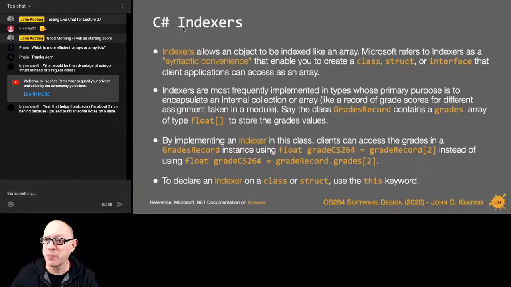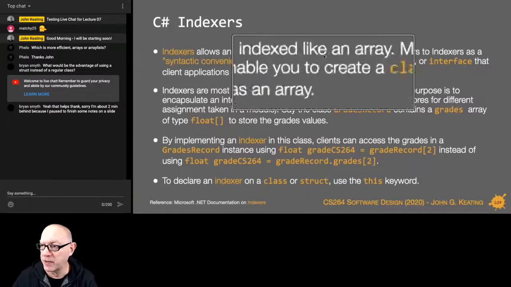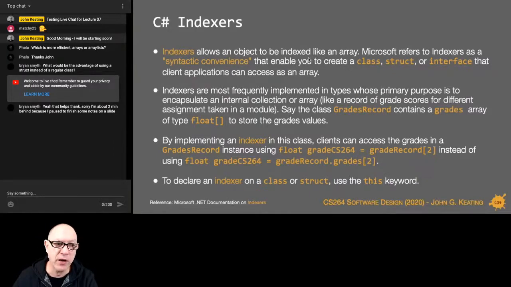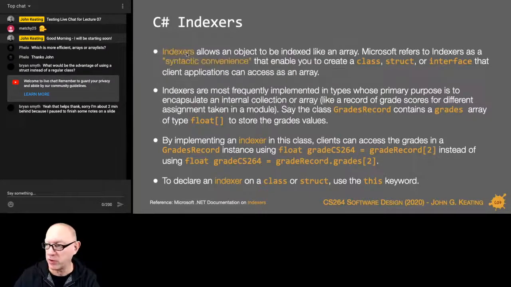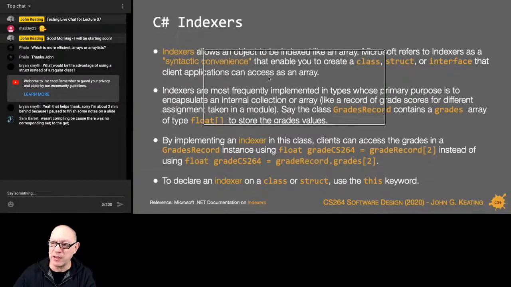Okay, so indexers. So indexers allow an object to be indexed like an array. And there was a question early on about array lists and so forth. And I mentioned that we can have lists and then allow them to be indexed like an array. So this is an example, and that means they would actually have an indexer associated with them. So Microsoft refers to indexers as a syntactic convenience that allows you to create a class, a struct, or an interface that client applications can access as an array.